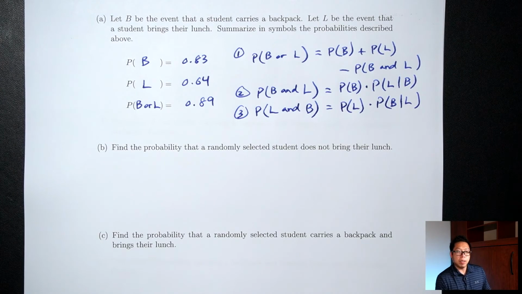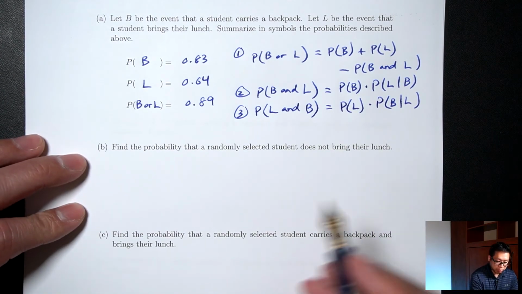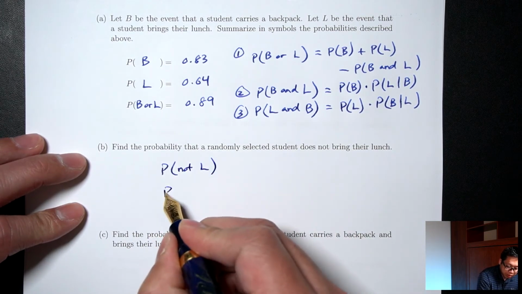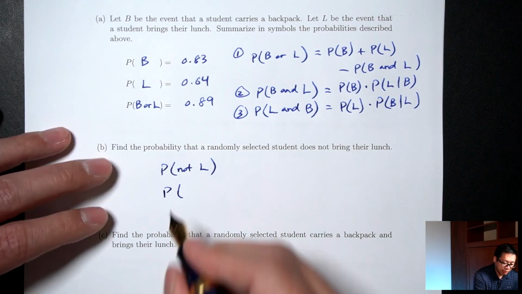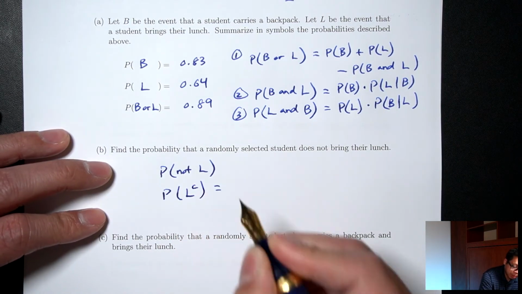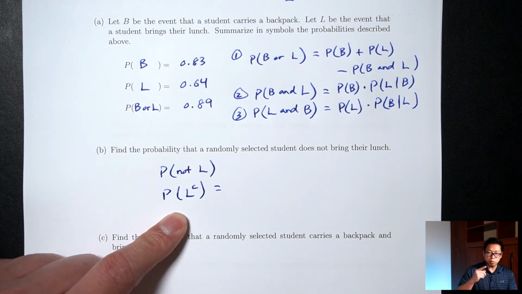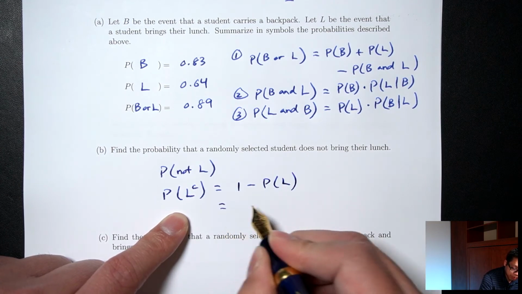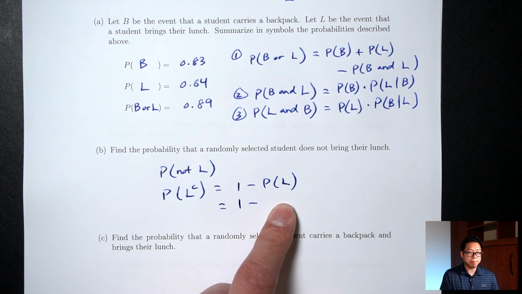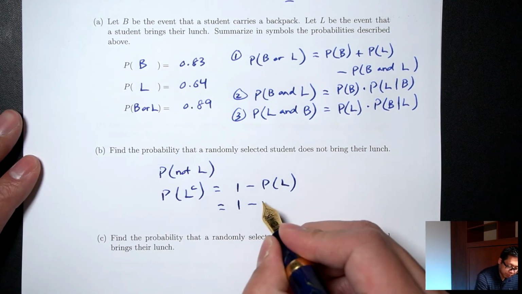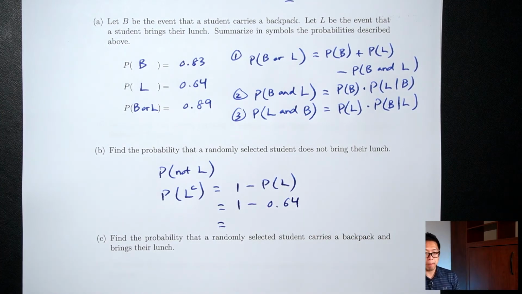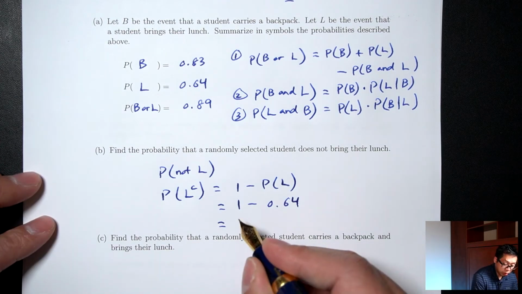Part B, find a probability that a randomly selected student does not bring their lunch. So I'm looking for not lunch, so not L, which is really just, remember, not is complement. I'm looking for L complement. To find L complement, you're just going to do 1 minus the regular event. So 1 minus the probability of L. So 1 minus, what's the probability of L? 0.64. So 1 minus 0.64 is 0.36.